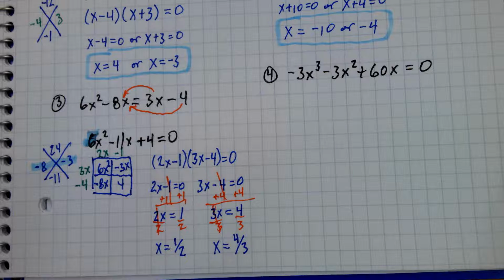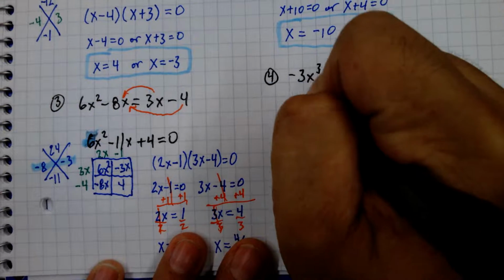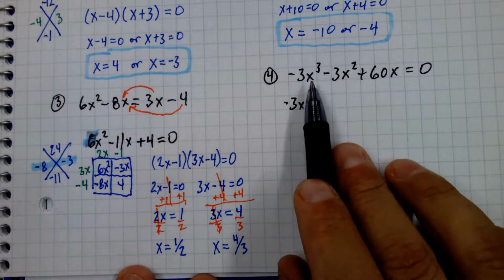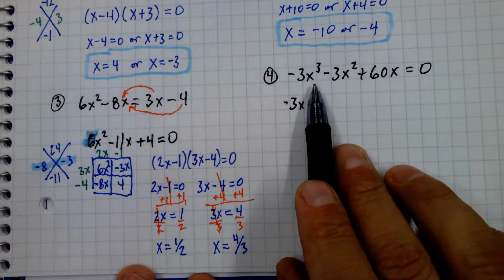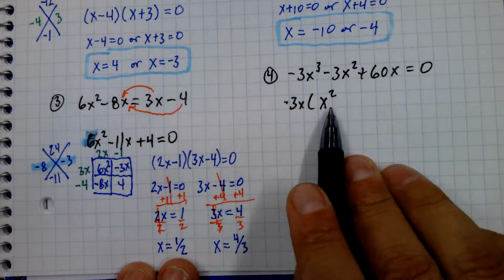So we're back to looking and factoring out a GCF if we can. In fact, I'd like to factor out a negative 3x. Get that negative out of the way. So let's divide out negative 3x from everything, because we can do that. And if I do that, let's see what we have left. So negative 3x times what gives me negative 3x cubed? X squared. And then double check, this times this would give me that.